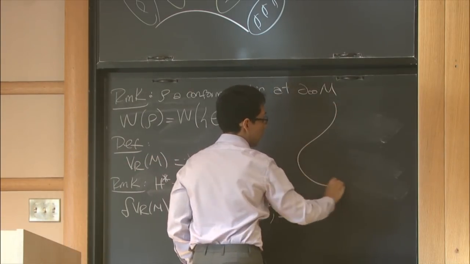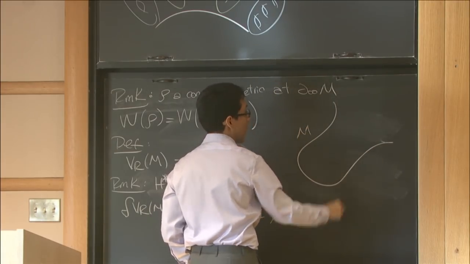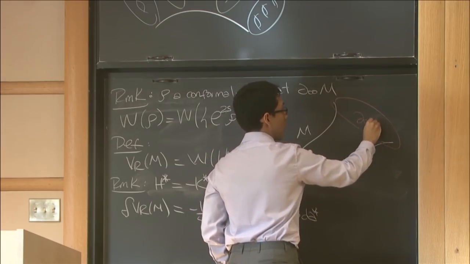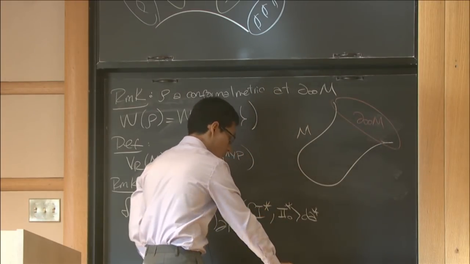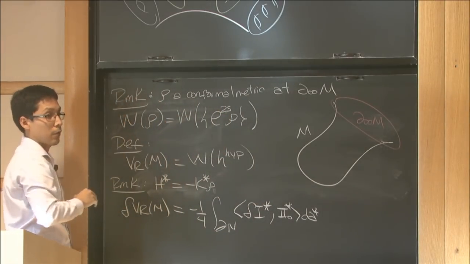So what you have here is the following. Here you have M. Here you have your boundary at infinity. You have a well-defined conformal class there. And you pick that one.